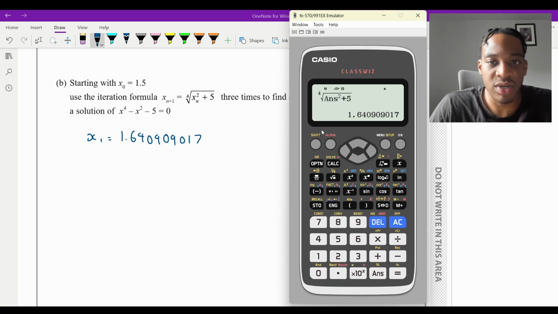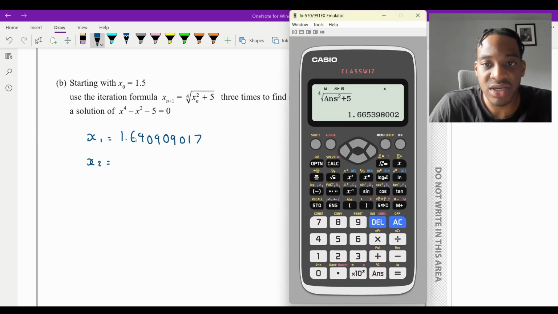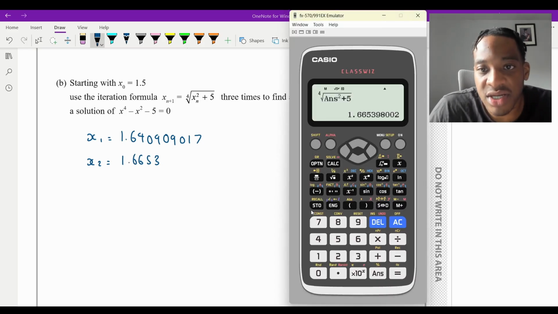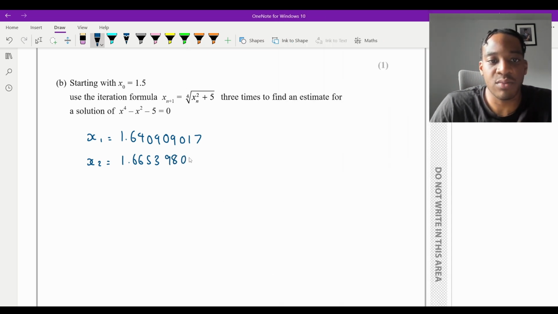Then what you do now is just click equals. When I click equals, I get the second answer. So this will be x2. I'll put this in. This is 1.6653 98002. This is x2.